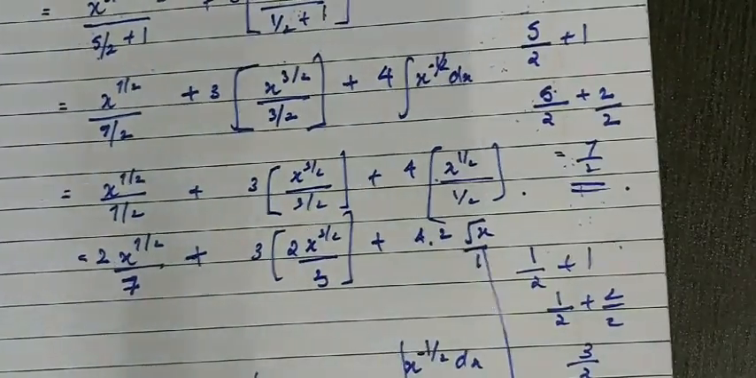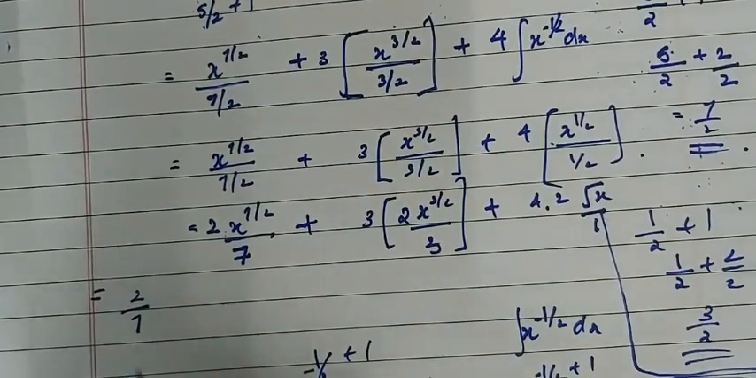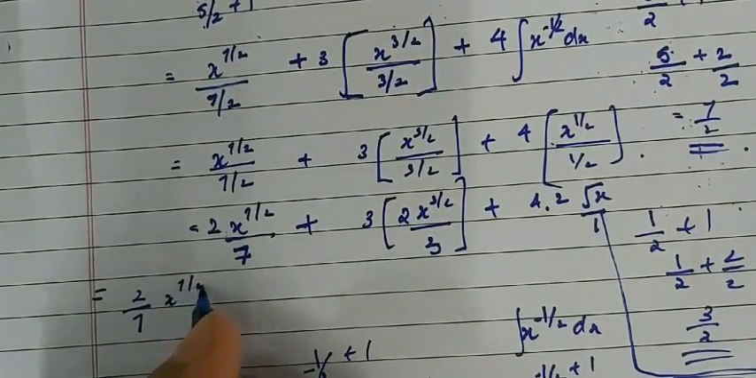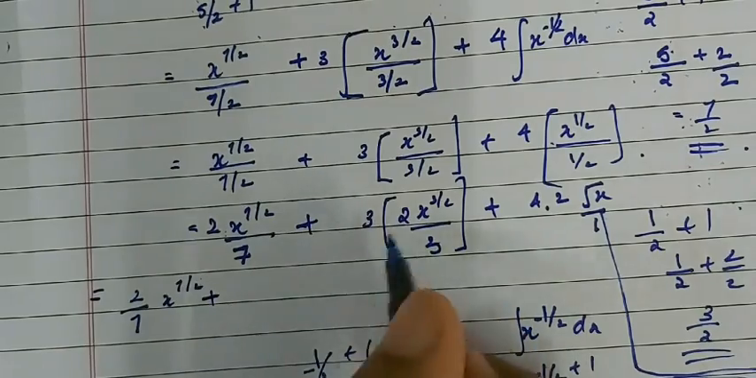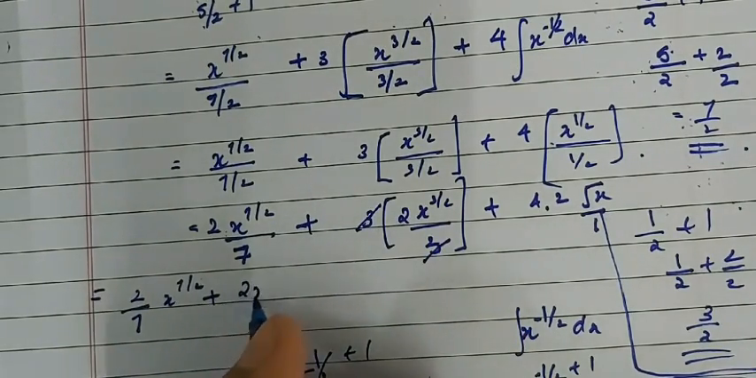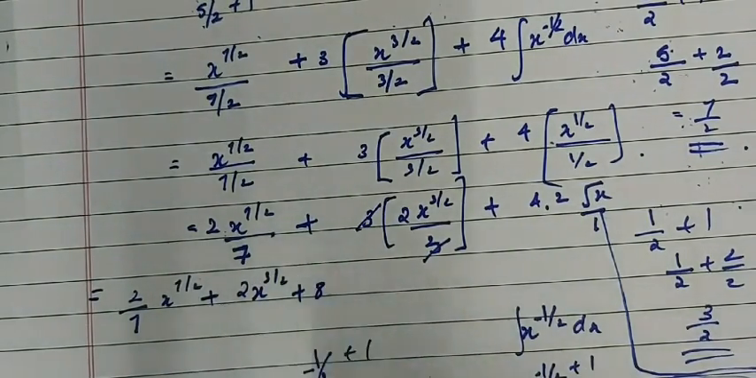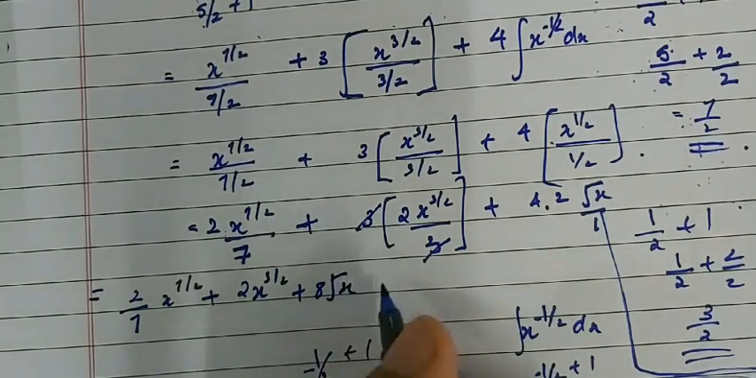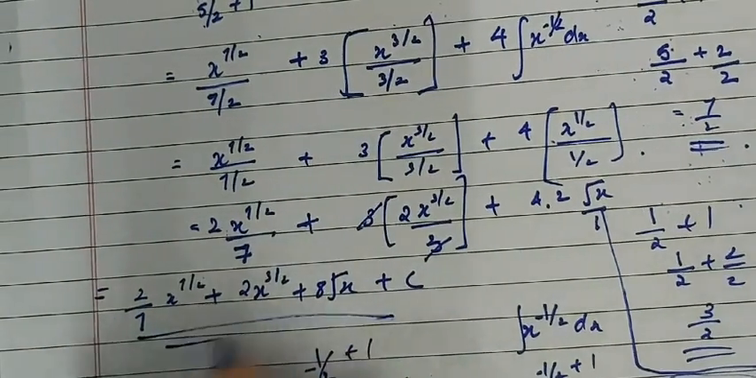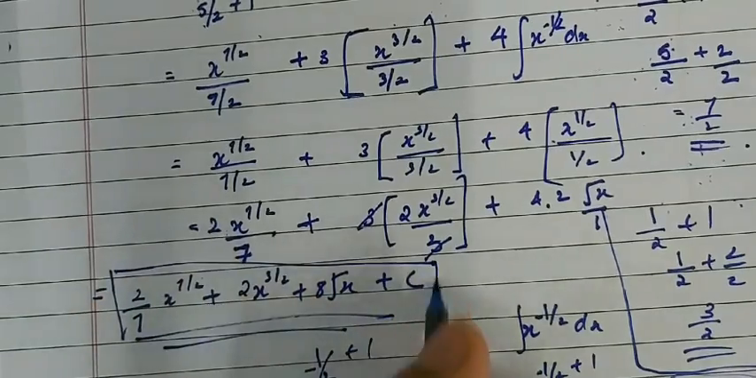So what will be the final answer? 2 by 7 x raised to 7 by 2. This 3 and this 3 will get cancelled off. So 2 x raised to 3 by 2 plus 4 2s are 8 root x and the c here. So this will be the final answer.